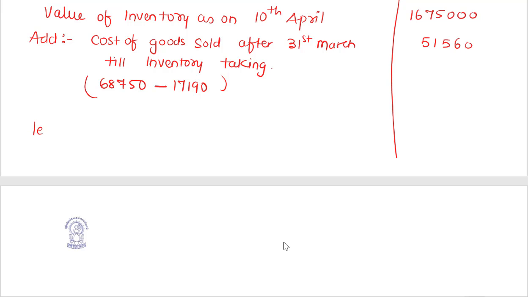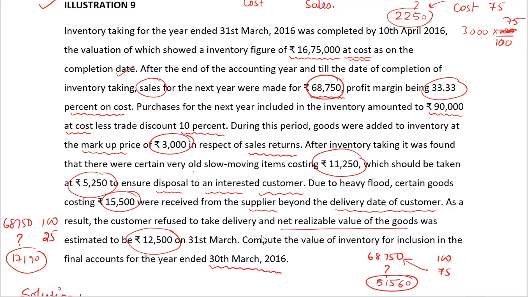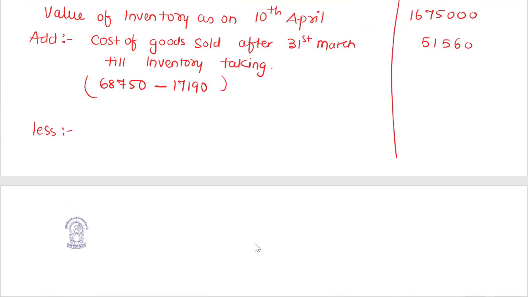Is it clear till here? Now we need to deduct the purchases for the next period. What is the purchases for the next period? Purchases for the next year included is 90,000 and 10% is trade discount.